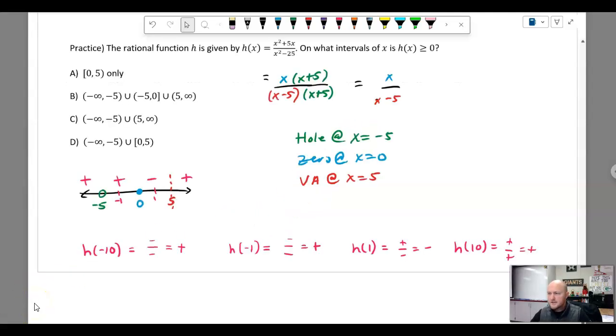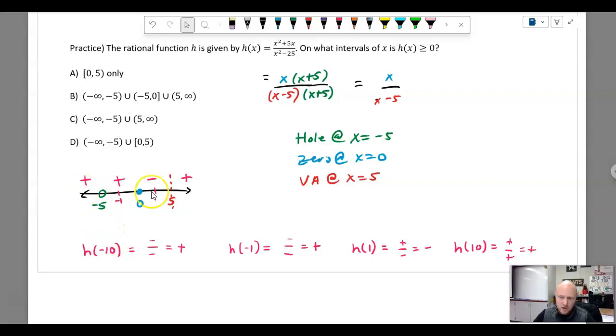Okay, here is my solution work. I factored h, and I noticed we had a shared factor at x plus 5, so that's going to give you a hole at -5. After we reduce, we get x over x minus 5. The 0 is in the numerator. That's going to give you a 0 at 0. And the denominator causes a vertical asymptote at x equals 5. We place these key features on the number line, and here I color-coded them to match, right? Here's the hole, here's the 0, here's the asymptote.